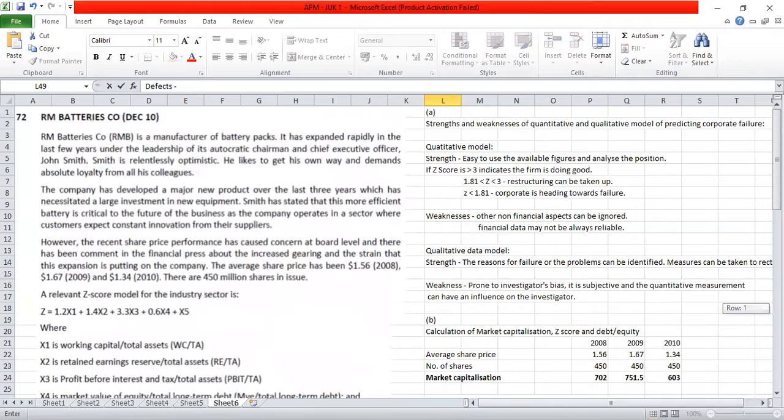See, the question has only very little content. The rest of it is all financial statements and the formula, etc. So on that note, when we look into anything about the management, the first paragraph says that it has expanded rapidly in the last few years under the leadership of its autocratic chairman and CEO, John Smith. He is relentlessly optimistic. He likes to get his own way and demands absolute loyalty from all his colleagues. So we see that that's one major problem we can identify.